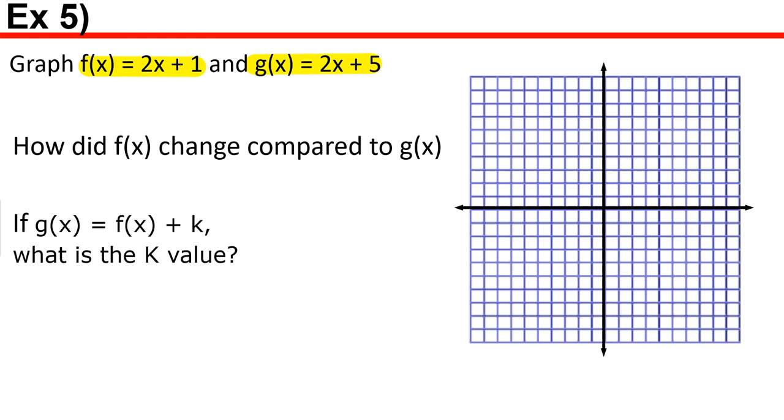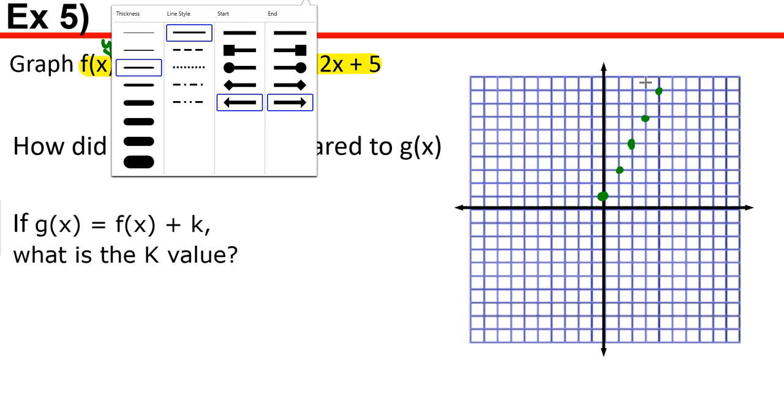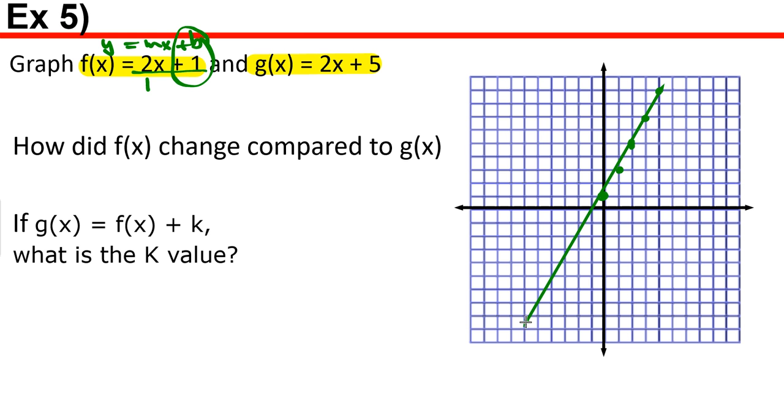I'll graph f of x in green. If it helps, you can put the slope-intercept form right above it, and if it lines up, then you're good to go. Our y-intercept is 1, so I'm going to go to 1 on my y-axis. My slope will be 2 over 1. So up 2, right 1, up 2, right 1, up 2, right 1, up 2, right 1. And then I can draw my line, making sure it's as nice and straight as possible, and, of course, with arrows. Bam, there we go.